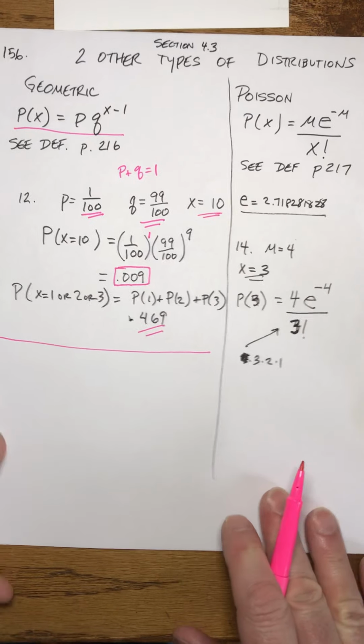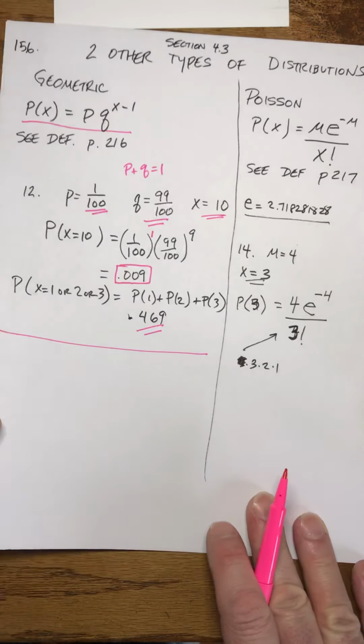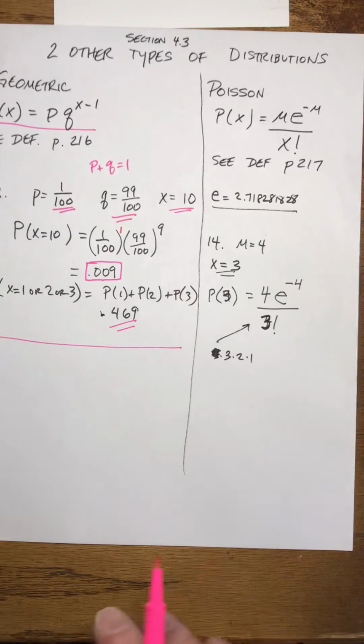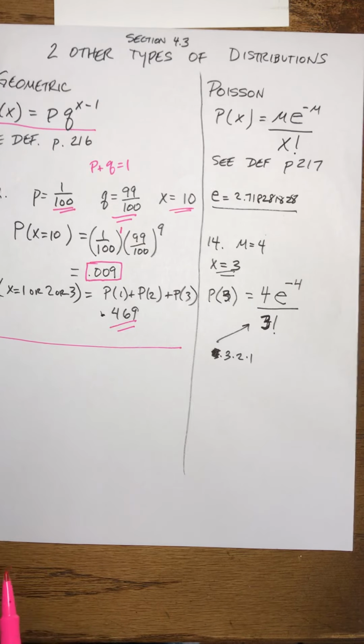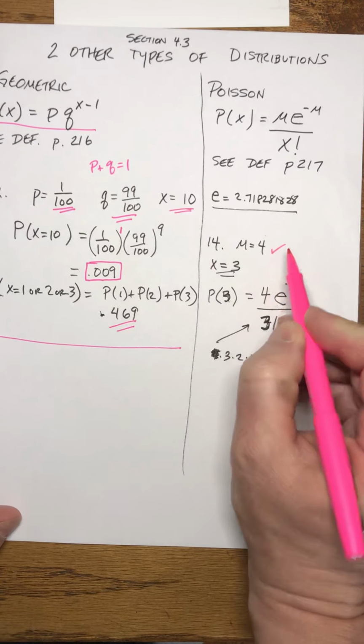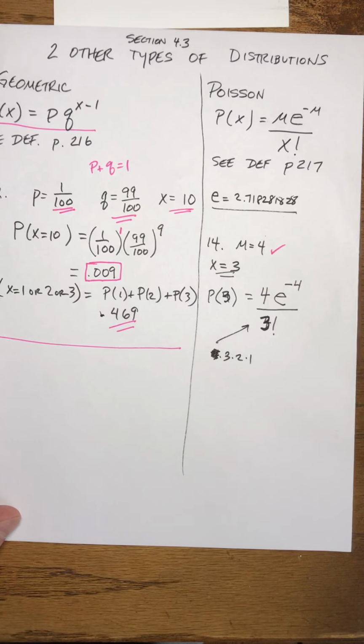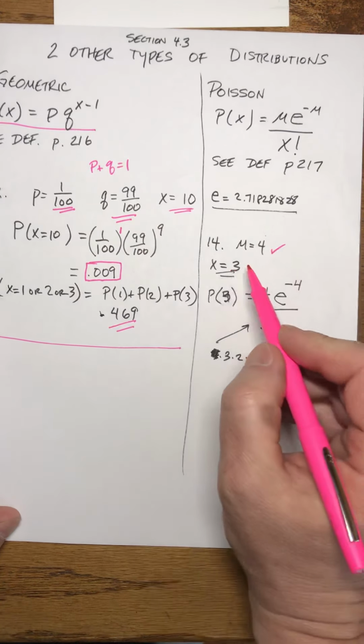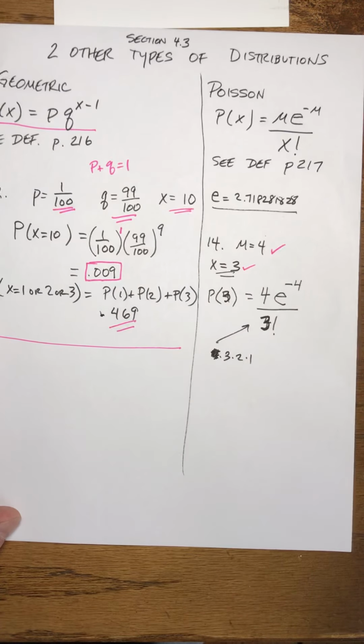Let's look at a Poisson distribution, which is like number 14 in the homework. Number 14 says that a newspaper finds that the mean number of typographical errors per page is 4. So this one's telling you what the average is. It's 4. And then they say find the probability that the number of typographical errors found on a given page is exactly 3. Oh, that's my X.